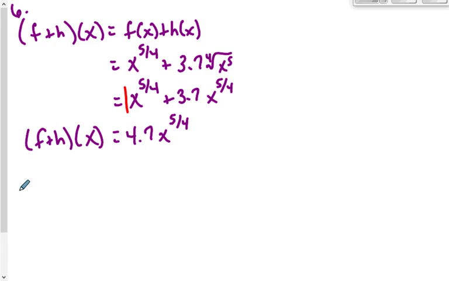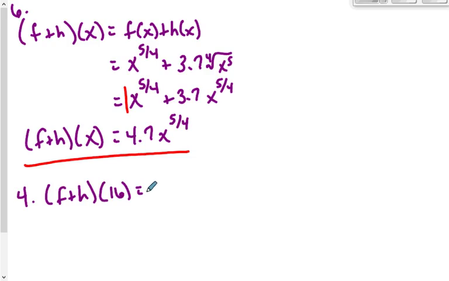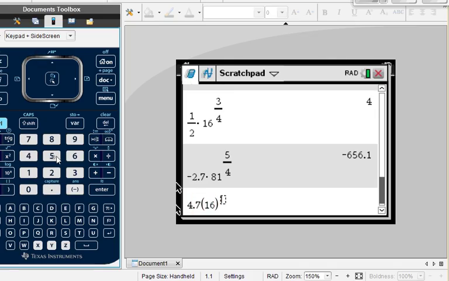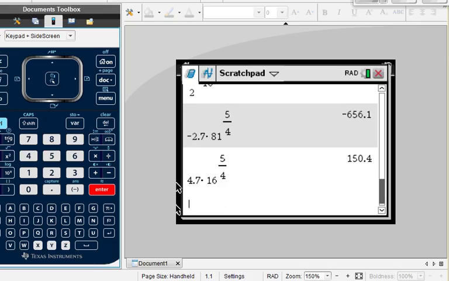So pair that with that number 4, because that's my answer right there. Number 4 says f plus h of 16. So I'm just plugging 16 in. 4.7 times 16 to the 5 over 4. So we have 4.7 times 16 to the 5 over 4, which is 150.4.